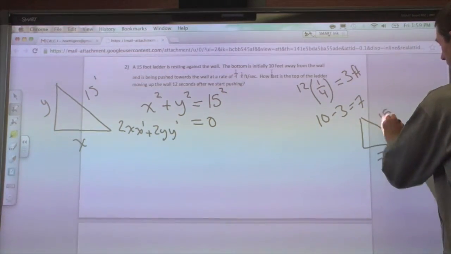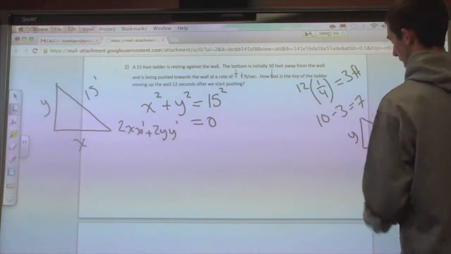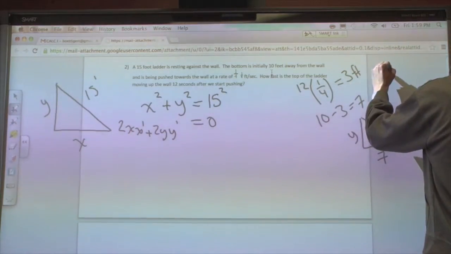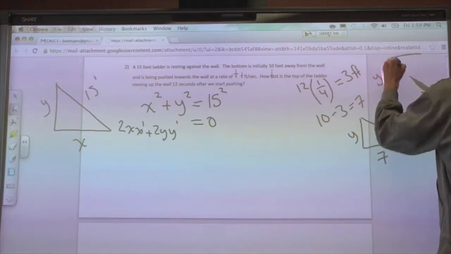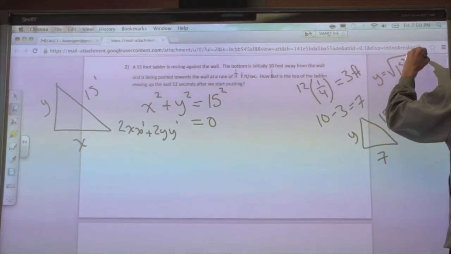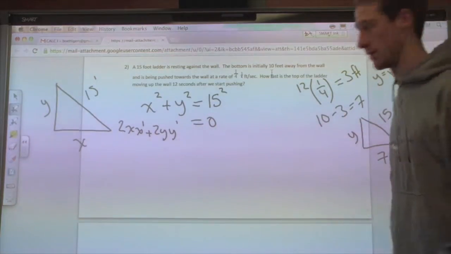Our ladder is still a length of 15. We need to find this y, and that's the y that we're going to use over here. So we're going to find that y will be the square root of whatever 15 squared is, minus 7 squared, which is 49. So that's where our y is.